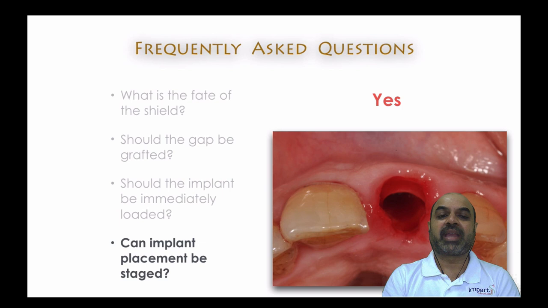You don't necessarily have to place the implant on the same day. Something that we call the Glockner technique, wherein we prepare the shield, we just graft the remainder socket, and we go in at a later date and then place the implant into that particular site as a staged approach.